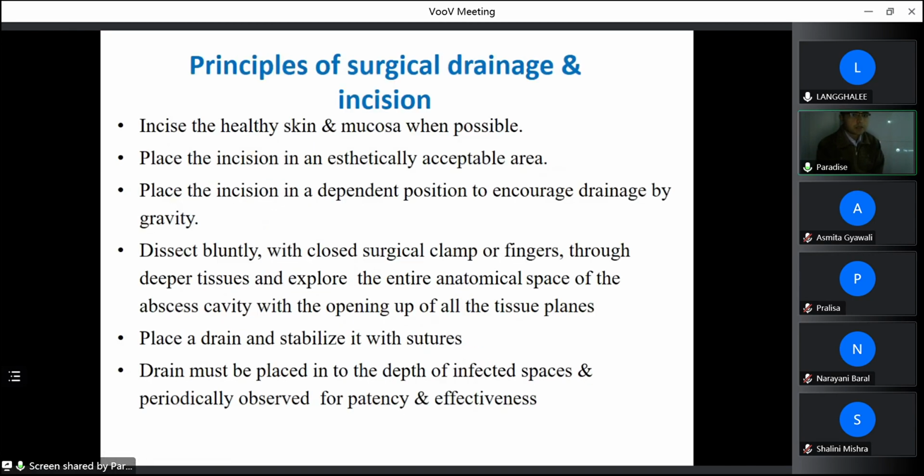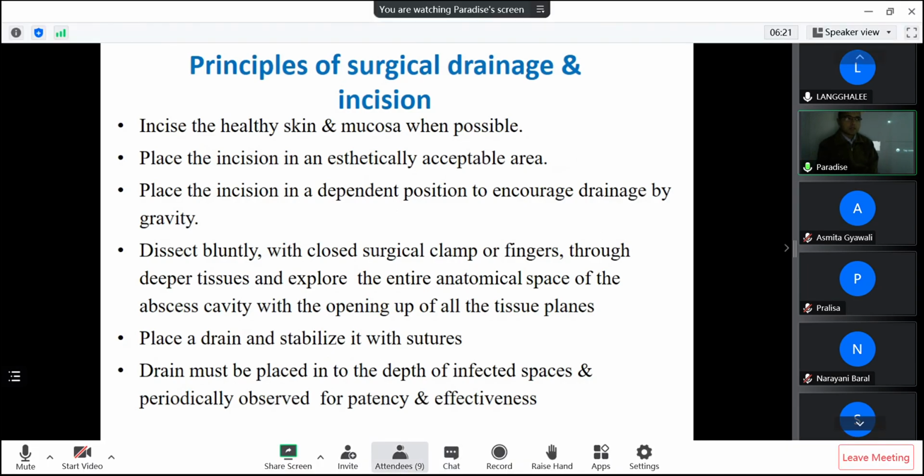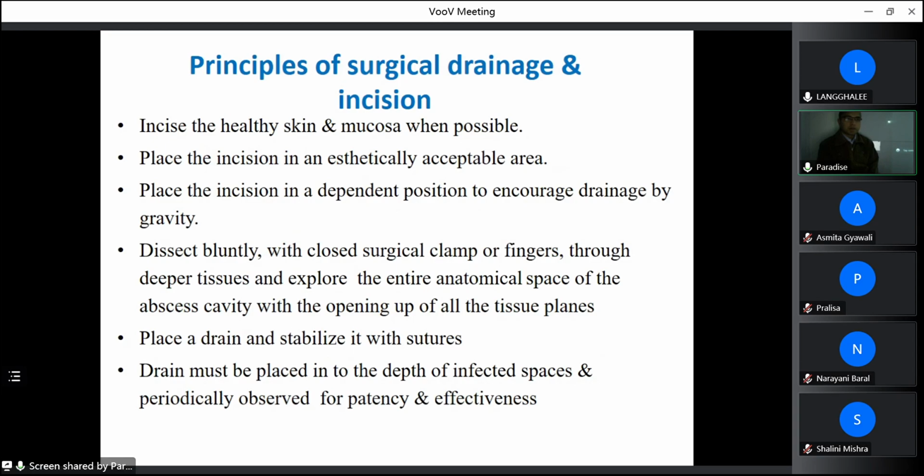So, principles of surgical drainage and incision. In case of maxillofacial region, you have to always give the incision in the healthy skin and mucosa when possible. Unlike in other parts of the body where the stab incision is given just over the prominent part of the infection and drainage is done. But in case of face, you have to always give the incision in the healthy mucosa and healthy skin and in the dependent part, especially in the region of lower border of the mandible.